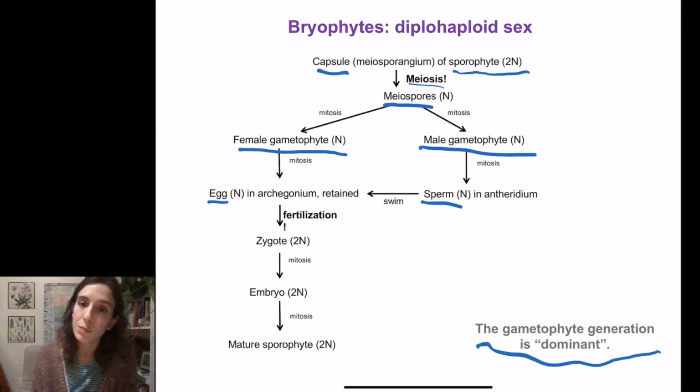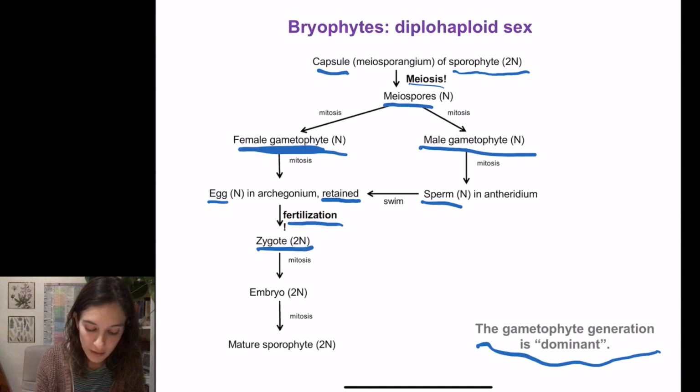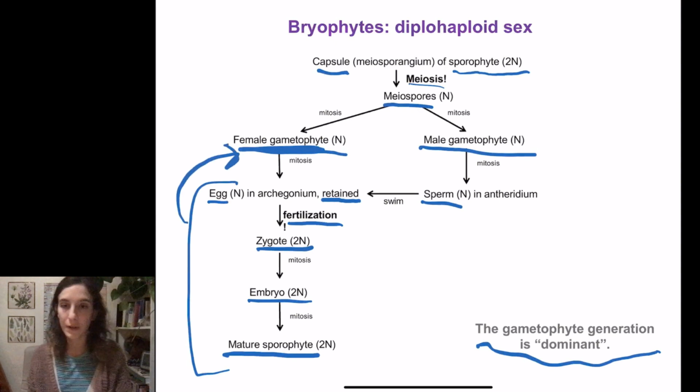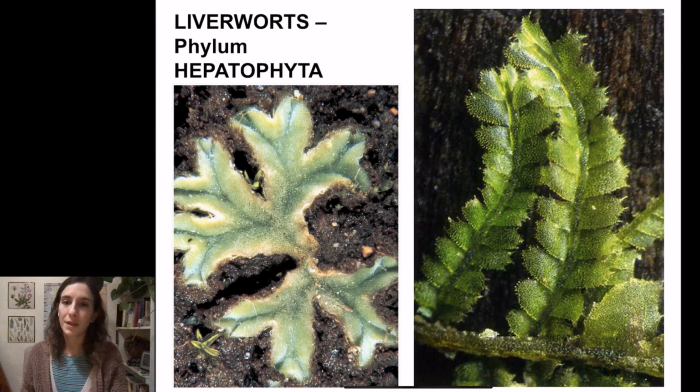But if it does produce an egg, then the egg is retained. Fertilization takes place, all of this, the egg retained, the fertilization, the zygote, all retained on the gametophyte, the female gametophyte, embryo, and even the mature sporophyte. All of this is happening on the female gametophyte. Wow. Crazy. Okay, moving on.